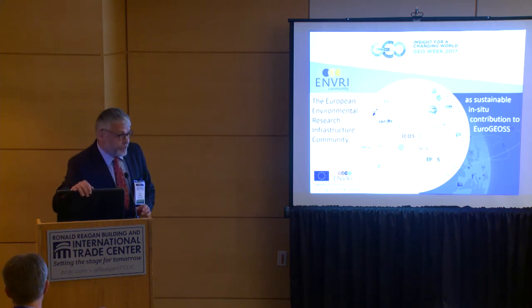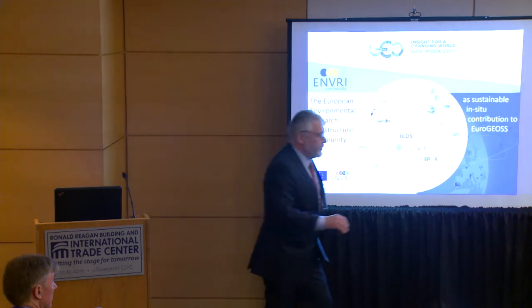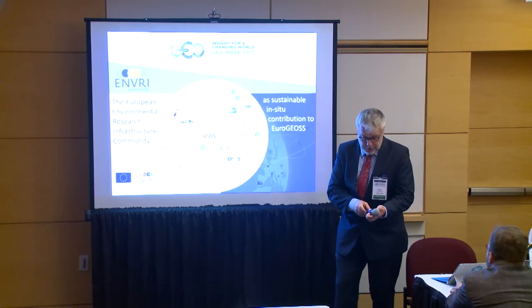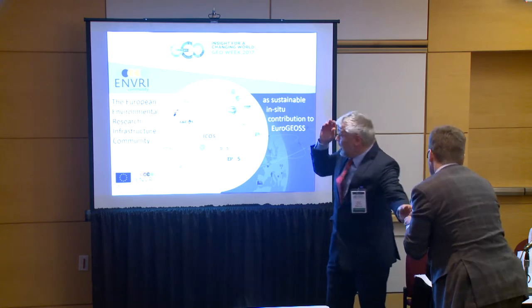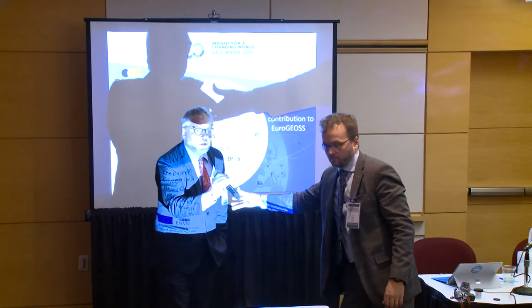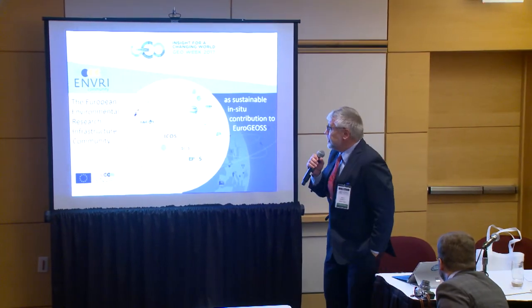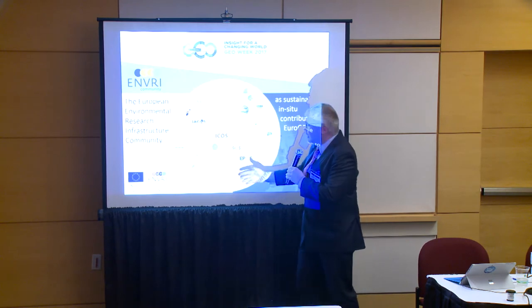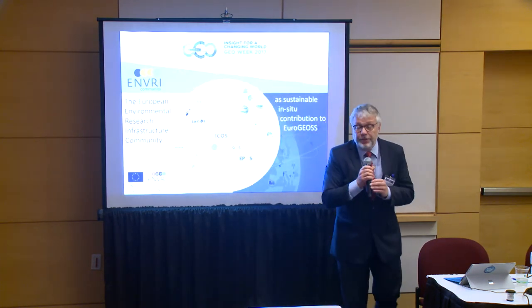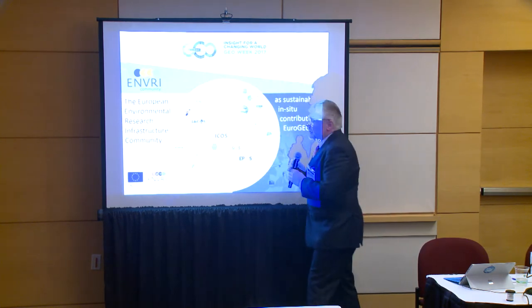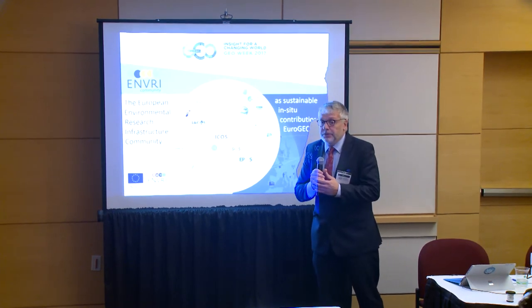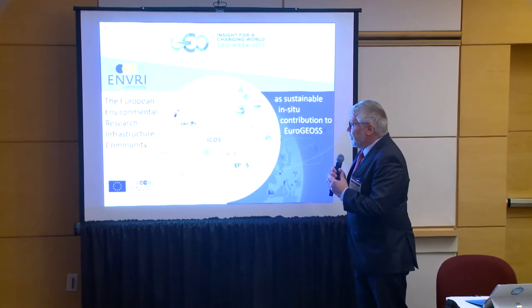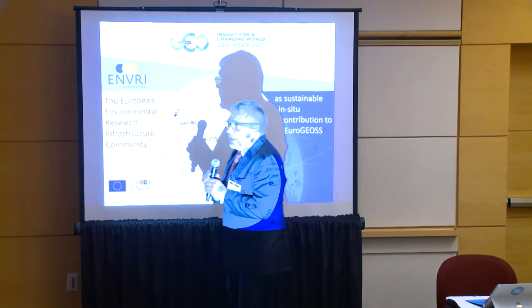This is a picture of the environmental research infrastructures in Europe. They have been established over the past 10-15 years, and you can see a lot of these infrastructures in the atmospheric domain, in the aquatic domain, the solid earth domain, and the ecosystem and biodiversity sphere. In the inner gray circle, you can see those that have been accepted by the European Strategic Forum for Research Infrastructure to be further developed. The other ones are, let's say, advanced communities.